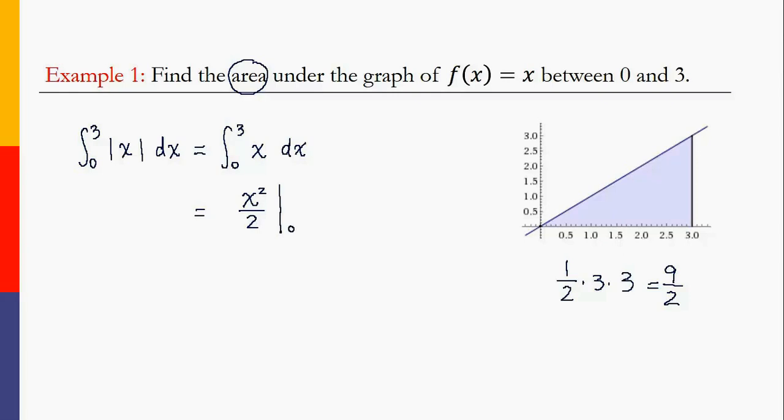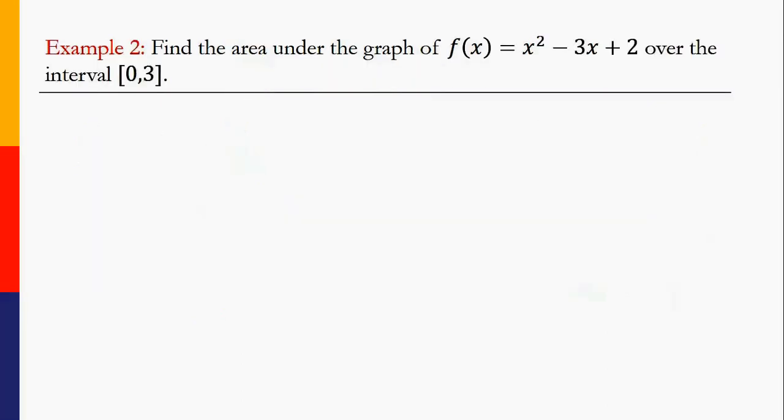We evaluate at 0 and 3. So when x equals 3, we get 9/2, and then we need to subtract when x equals 0. So 0/2. The final answer is 9/2, which is exactly the area when we calculate geometrically.